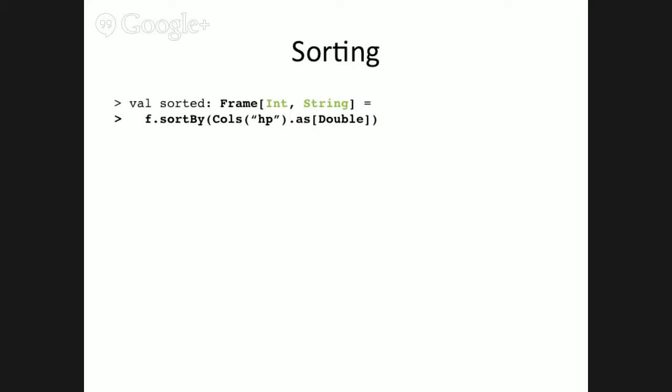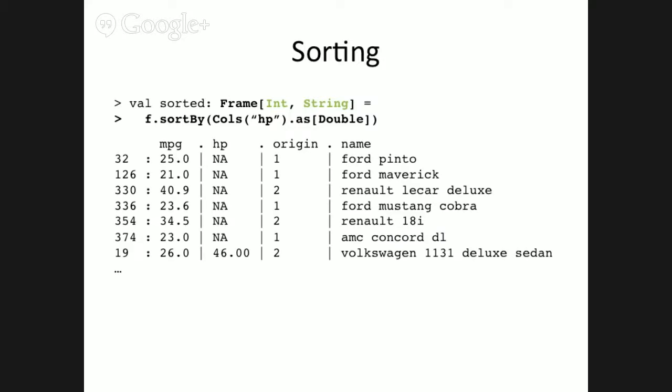The first one's obviously just sorting. You quite often want to sort things, so when you get them back out as a series, you have the order. So sortBy just takes cols. In this case, the horsepower is a double and we sort by that. You can see here it just puts all the NAs first. So we have like 6 cars that don't have any horsepower value. And then we go on from there.